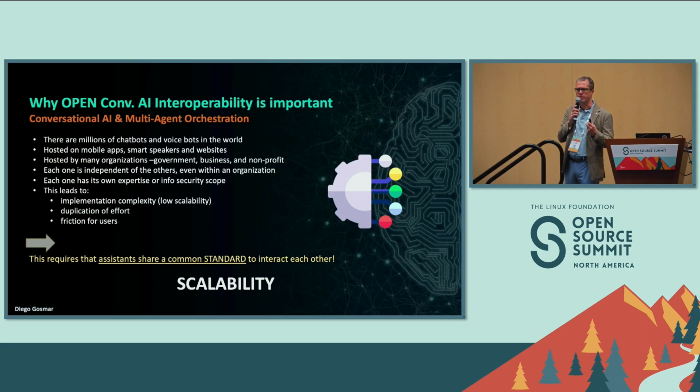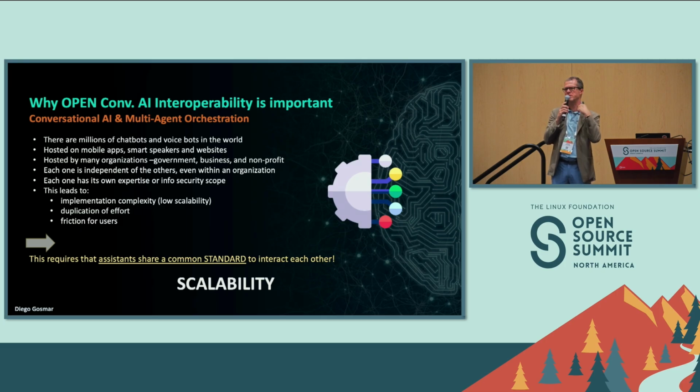Why did we think that we needed a standard specification to have different AI technologies interact with each other? Well, mainly because, as you may know, there are tons of chatbots and voice bots, which nowadays we call AI agents, around the world. They are built with different technologies, provided by different vendors, and usually they don't talk to each other. They are very good at orchestrating multiple agents inside their own ecosystem.